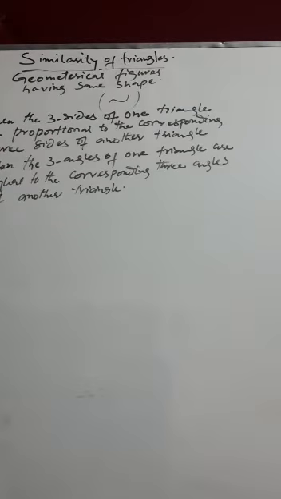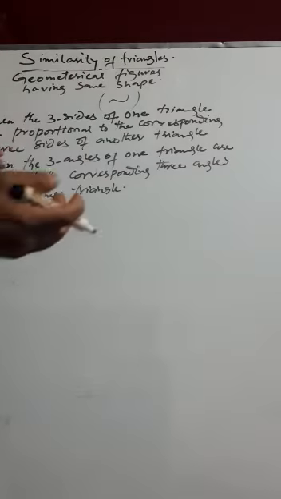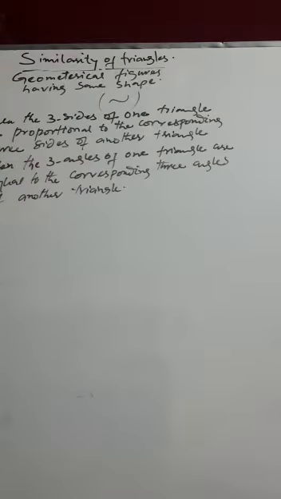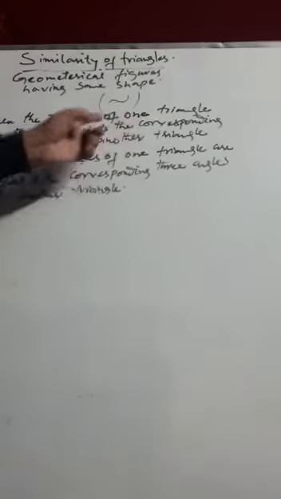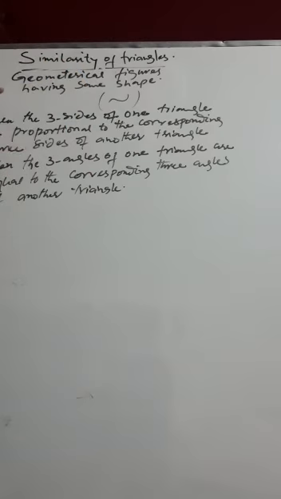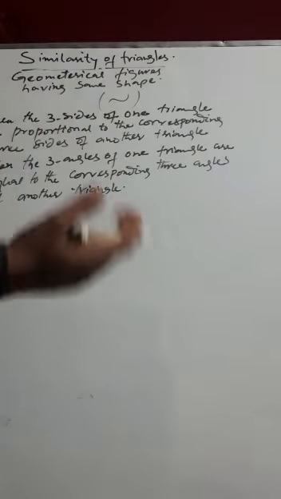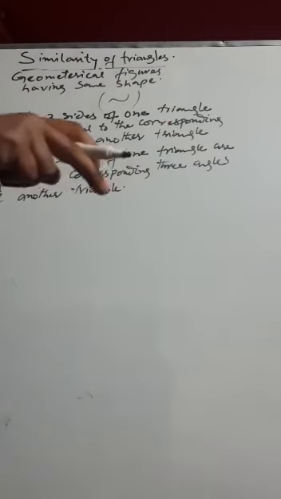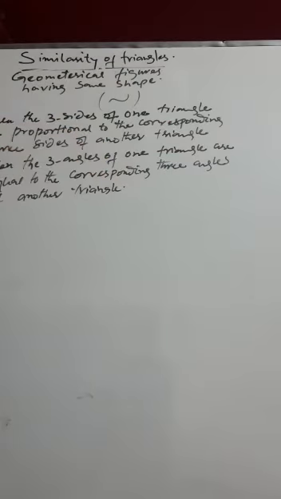I write here the two most important things for similarity. When the three sides of one triangle are proportional, that means in the same ratio, with the corresponding three sides of the other triangle, then the two triangles are similar. And the second one is when the three angles of one triangle are equal to the corresponding three angles of the other triangle, then the triangles are similar.